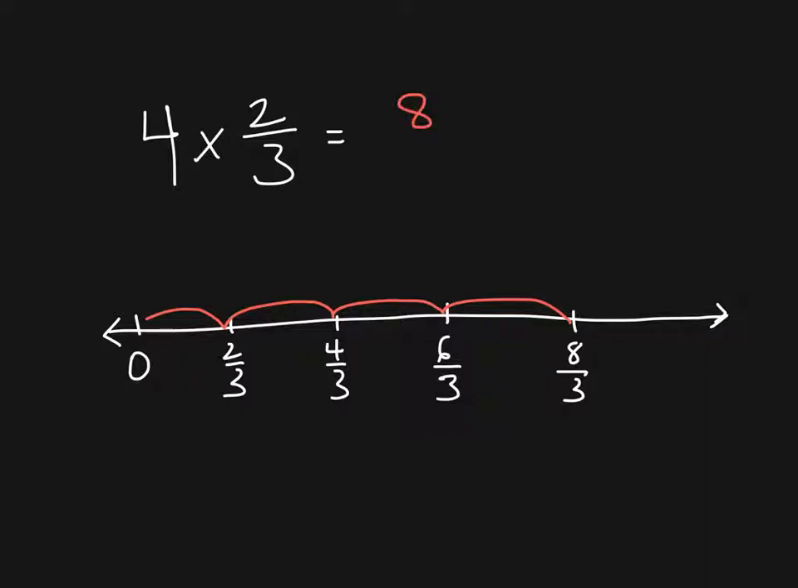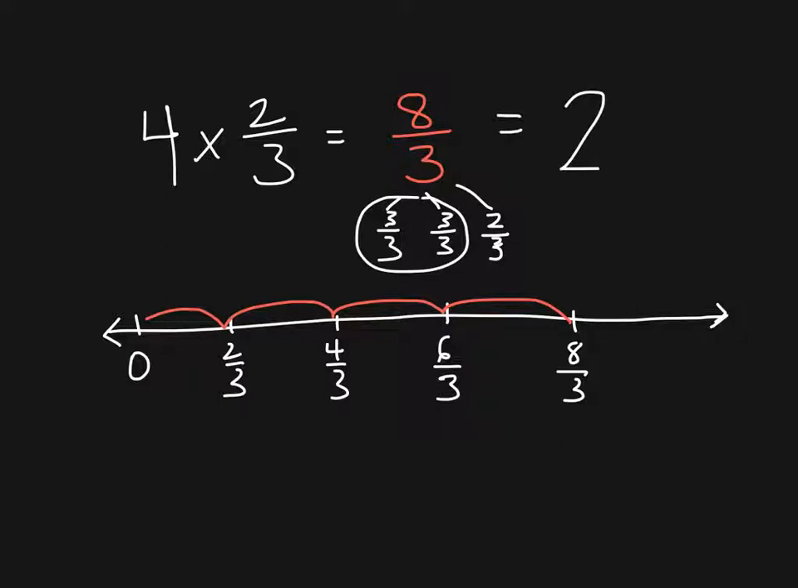So I know that this would be 8/3, but I want to write that as a mixed number. So how many groups of 3/3 are in 8/3? If I were to decompose this, I would have 3/3, 3/3, and 2/3. So these make up 2 wholes. As a mixed number, this would be 2 wholes, and then I would have 2/3 left over.